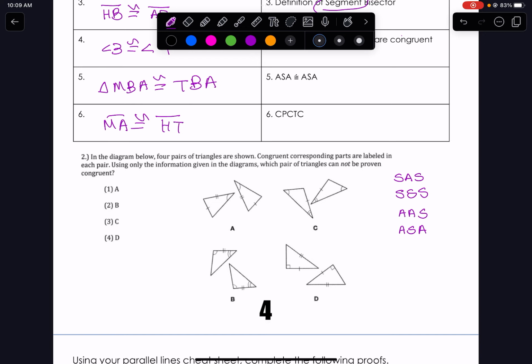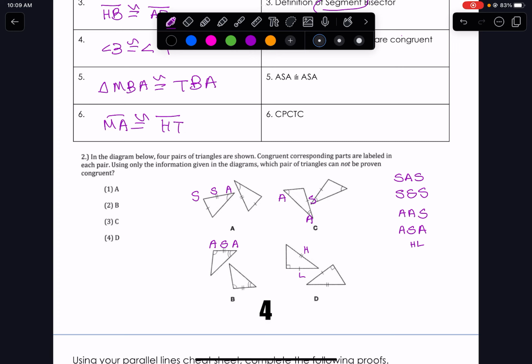So we have to look and see what's labeled. So here we have an angle, a side, and a side. Here we have an angle and a side. Here, angle, side, angle. And this one is a special case that I forgot to write down, HL, because this is a right triangle. So we have our hypotenuse and our leg.